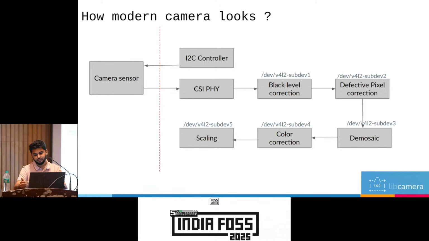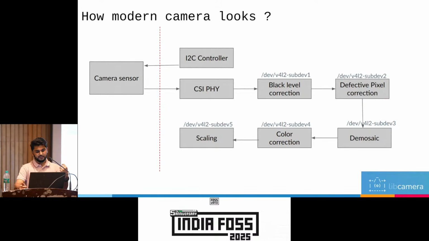Then it will go to the demosaic, where you can convert to RGB, and it will go to the color correction, where you can naturalize and add more colors. After that it will go to the scaling, where the downscaling will happen. So basically, this is how a modern camera looks like, right.